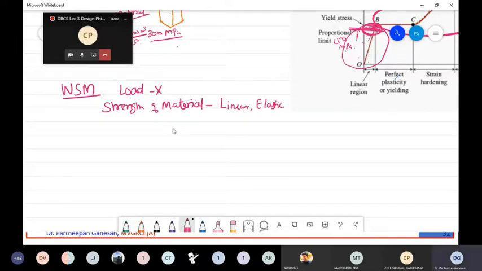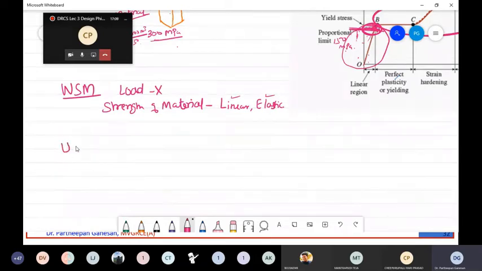Okay, so all the material, whether it's concrete or steel, whatever material you use in the WSM method or working stress method, you will always assume that the material is elastic, it obeys Hooke's law, and the stress strain curve is linear. Okay, so that is working stress method.